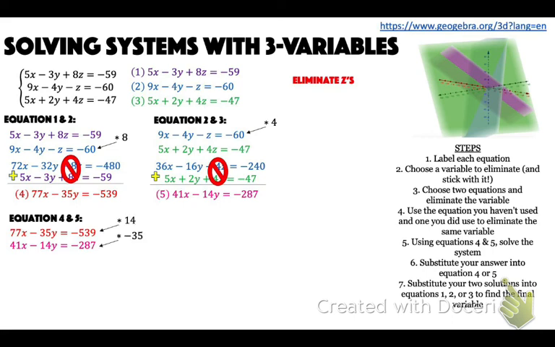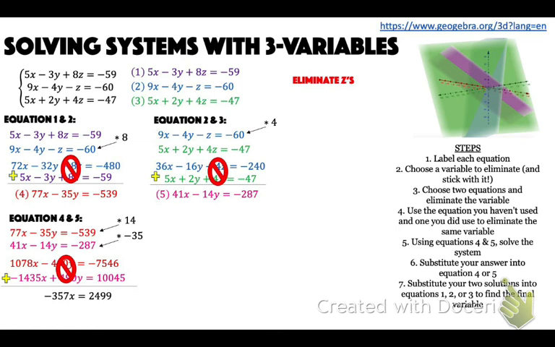So I'm going to multiply that top equation by 14. And I'm going to multiply the bottom equation by negative 35. Since they're the same sign, we need to make them opposite signs. So I just have to choose one of them to multiply by a negative. Which the top equation becomes 1078x minus 490y equals negative 7,546. The bottom equation becomes negative 1,435x plus 490y equals 10,045. So those y's cancel, and I'm left with negative 357x equals 2,499.